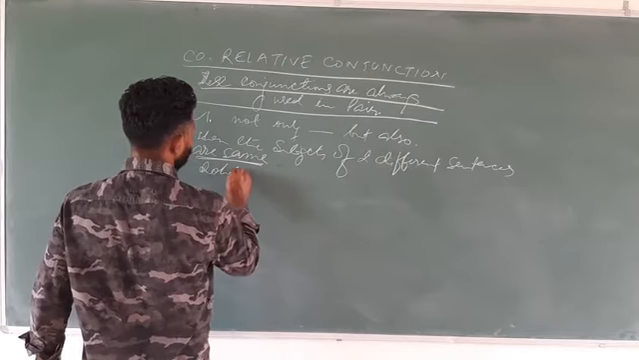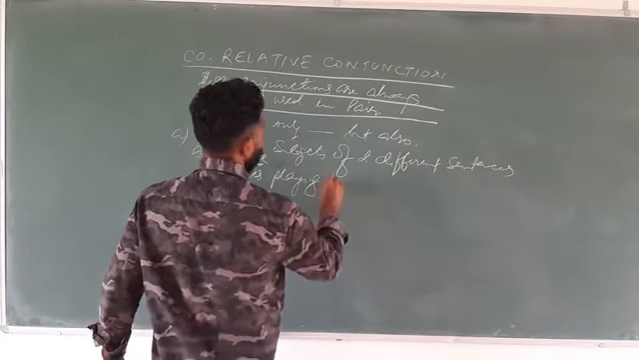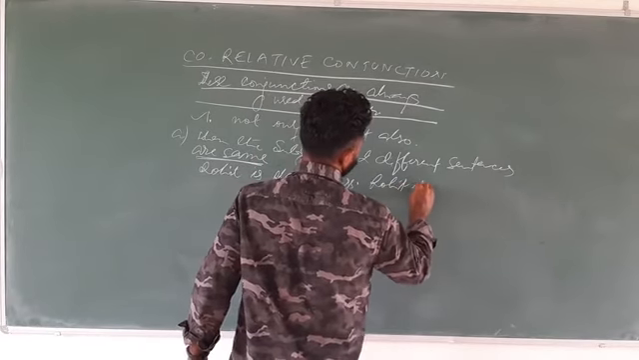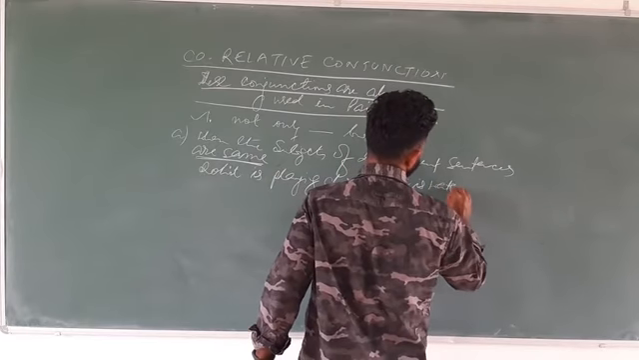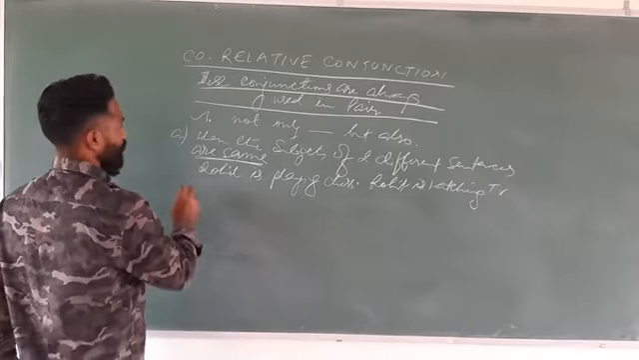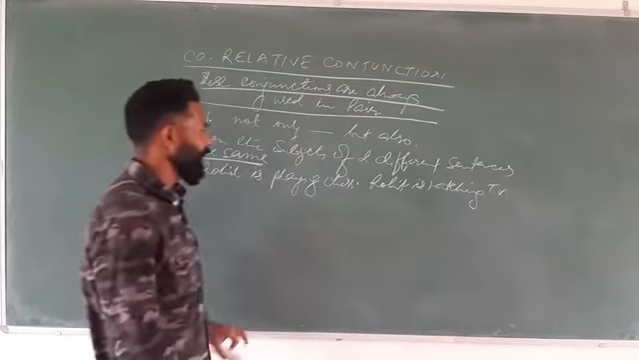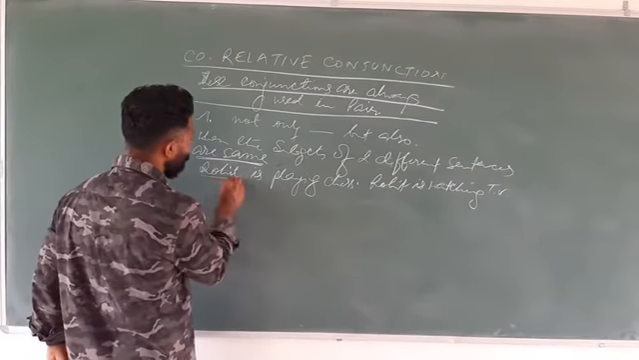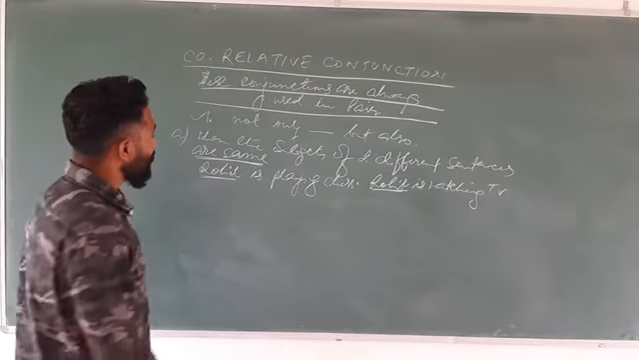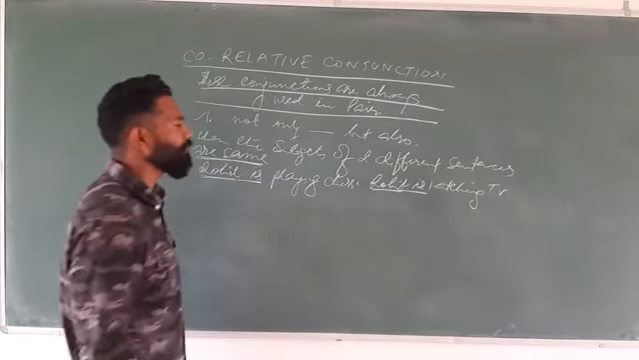Rohit is playing chess. Rohit is watching TV. There are two sentences, but the subject of both the sentences is the same, and "is" is also the same. So first you need to understand what is common in both the sentences.